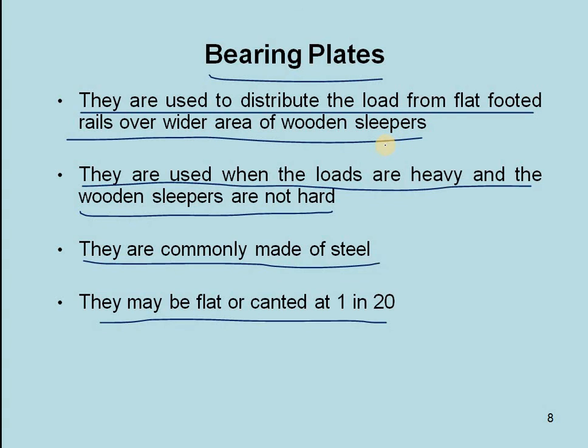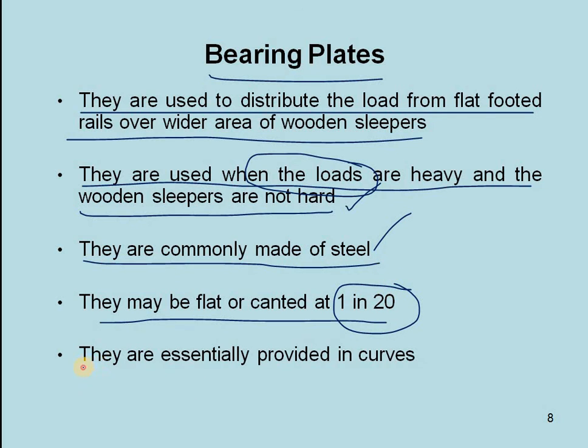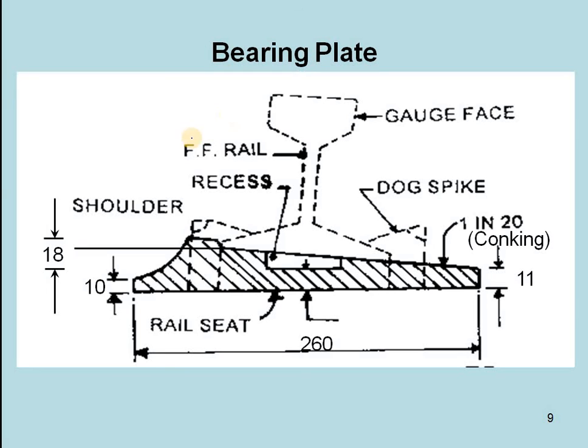They distribute the load from the rails to the bottom of the sleeper, and they are used when the loads are heavy and wooden sleepers are not hard. They are commonly made of steel, canted at 1 in 20, and they are essentially provided in curves. You can see a railway track like this, just like a curve. In curved places, they will be providing this.